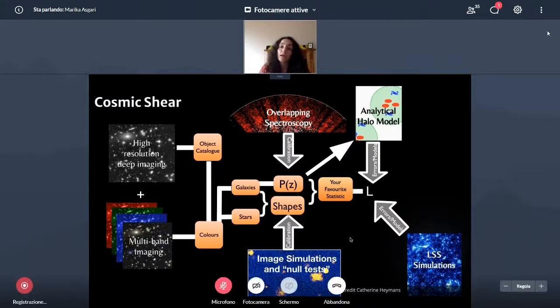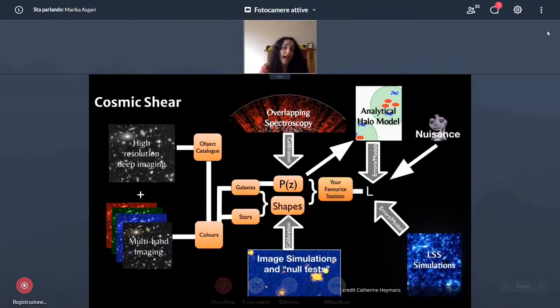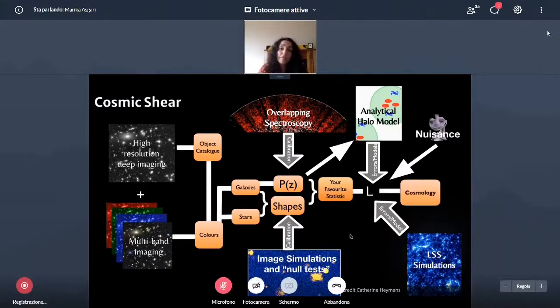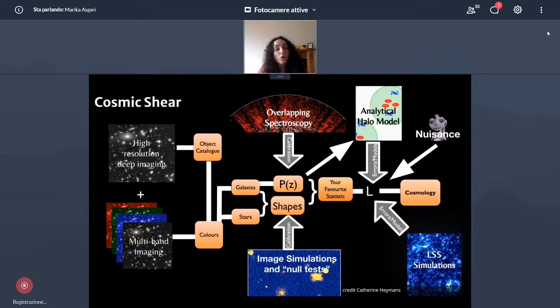But before we can set constraints on our cosmology, we have to take into account nuisance effects. So nuisance effects can be divided into two groups. First group is astrophysical effects that can either affect the shape of galaxies, like intrinsic alignments of galaxies, or can affect matter distribution, like baryonic feedback that changes matter distribution on small physical scales. So we need to take these into account. And then finally, we can get our cosmology out of this. So set constraints on parameters of a model or compare different models with each other.